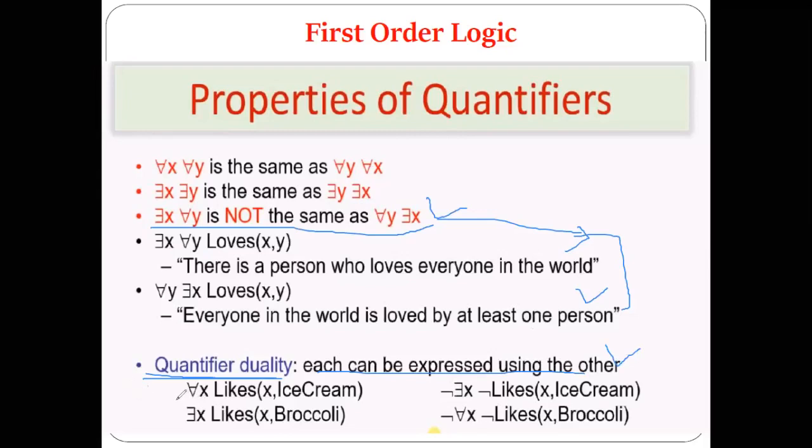Let's see. All x likes x comma ice cream. Now you tell me the sentence which will be formed from this logic. All of you can see this logic? Yes, sir. Now tell me what kind of sentence will form from this. Everyone likes ice cream. Exactly. Everyone likes the ice cream, or all like the ice cream. It is also possible.